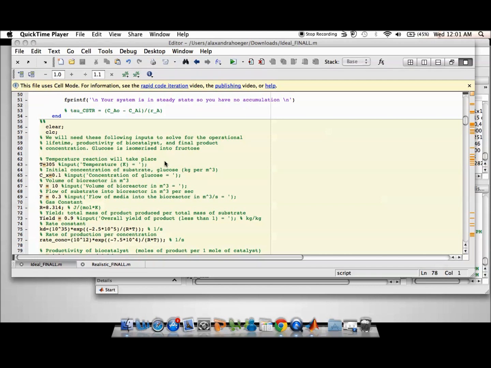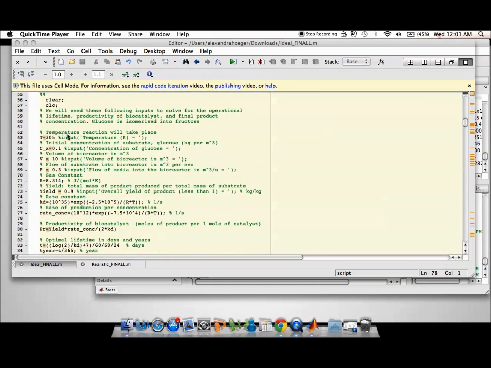So if we look at the code for productivity, we can see that we have some inputs in here. I've already put in some values in here just so that we can get through this quicker. I selected a temperature of 305, and because temperature does affect the productivity, and then we've got the concentration of the substrate, and then a volume of the bioreactor in meters cubed, the inlet flow, and the gas constant, yield. And we want a value of less than 1 for the yield because you can't have a yield of over 100%.